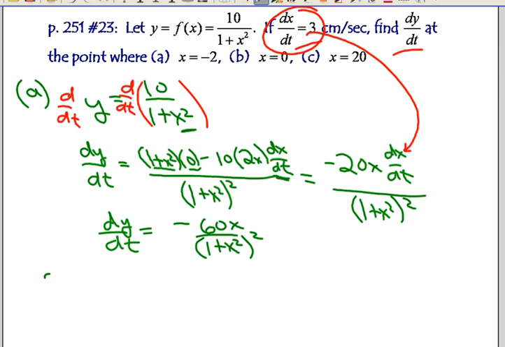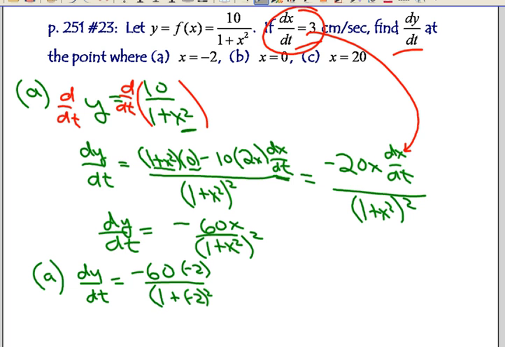All right, we've done most of the work. Let's do part A, dy/dt. Let's figure that out when x is how much? -2. Put in a -2. I've got a -2 squared. That looks like a 120 on the top. And the bottom, -2 squared is 4, plus 1 is 5. 5 squared is 25. And if I divide that, it looks like a 4.8. What were our units? It's y, it's a length. And that looks like centimeters per second.